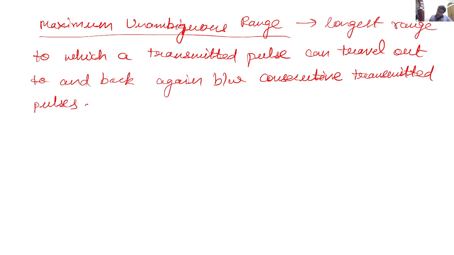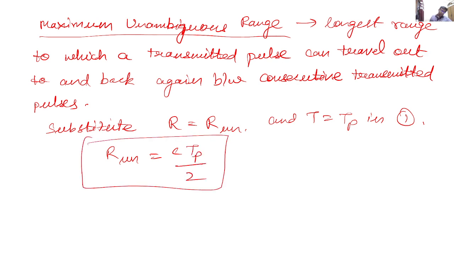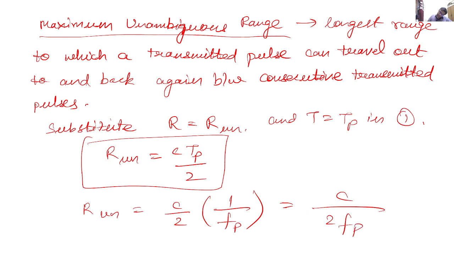Okay, so just substitute in the equation which we derived: R as R unambiguous, and t equal to TP. In equation number 1 we will get the term for the unambiguous range as c TP by 2. Very straightforward. Or R unambiguous is c by 2 times TP, which can be written with 1 by FP as c by 2 FP. Okay.